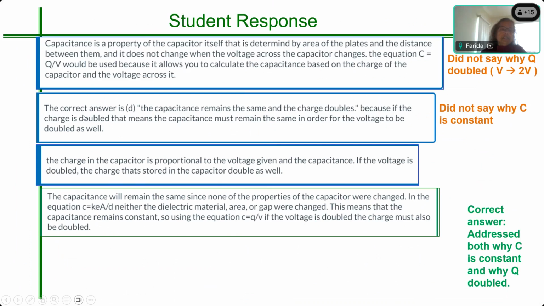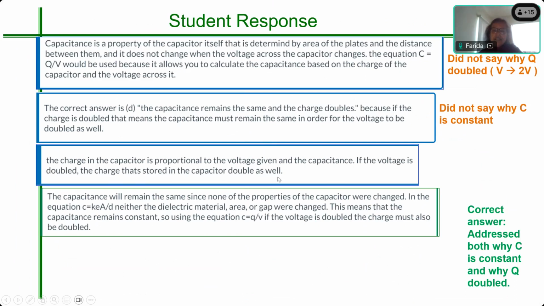And then the second one says, "This is because when the charge is doubled, the capacitance must remain the same in order for the voltage to be doubled as well." But it did not say why the capacitance should stay the same. It needs to address both of those points.